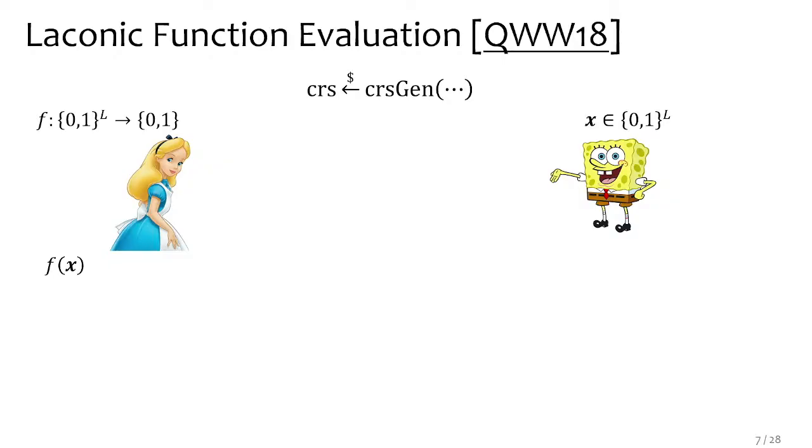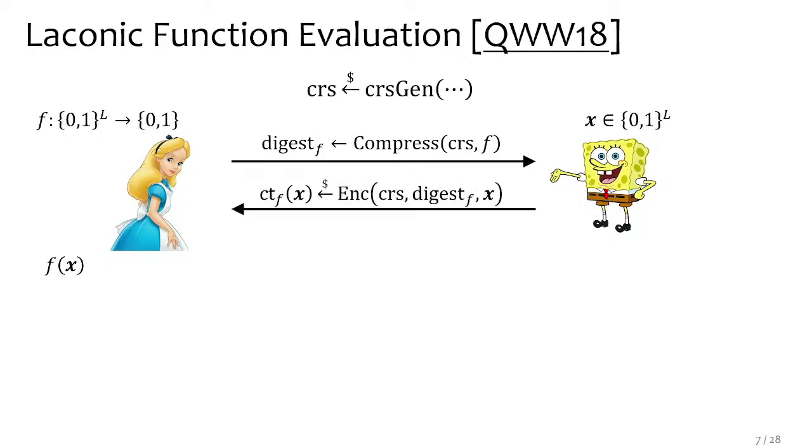And we want to do it in a way that minimizes the computation that Bob does, because Bob doesn't get any benefit from this computation. So the way they do this is, first, given a CRS that's honestly generated, Alice can compress the description of the function into a short digest, and then send this short digest to Bob. Bob will use this digest to encrypt his input, and the ciphertext will be bound to f. When Alice receives the ciphertext, she can decrypt the ciphertext using the CRS and the function description.